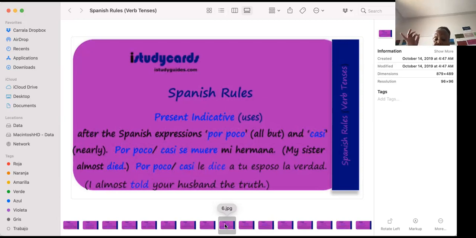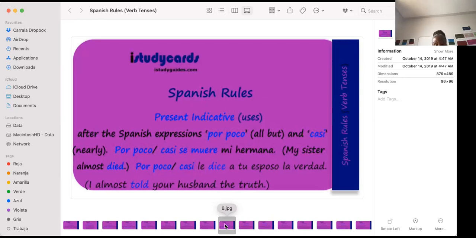Por poco o casi le dice a tu esposo la verdad. I almost told your husband the truth. Okay? A tu esposo la verdad. I almost told your husband the truth.